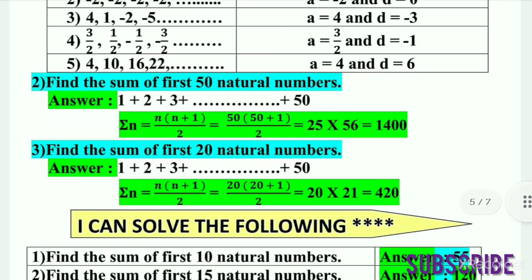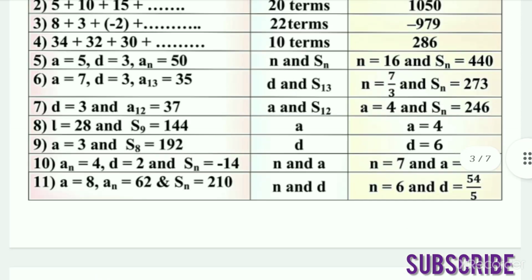Next, find the sum of first 50 natural numbers. How do we learn the formula? The sum of first n natural numbers formula is n into n plus 1 divided by 2. The same formula we are going to use here also. So the n value 50 can be directly substituted. If you cancel and solve the sum, you will get the answer 1400.